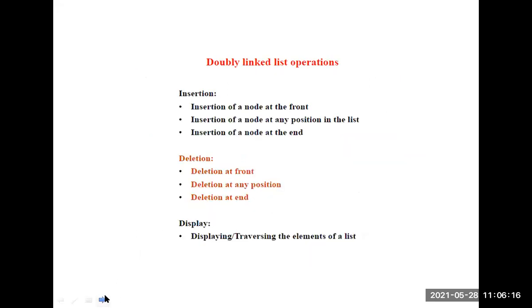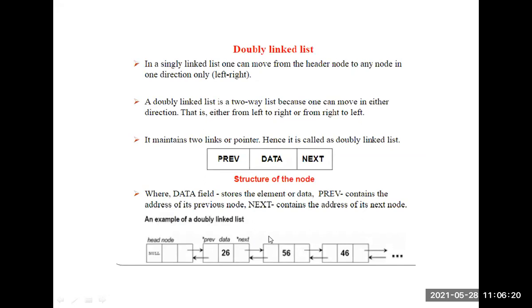And also there are different operations in double linked list. Just remember, here the double linked list has two links and one data field. This part we call the left link and this one we call the right link. Just remember that way, left link and right link. Don't get confused with previous and next. This one is left link and this one is right link.